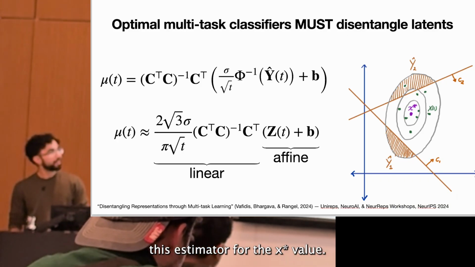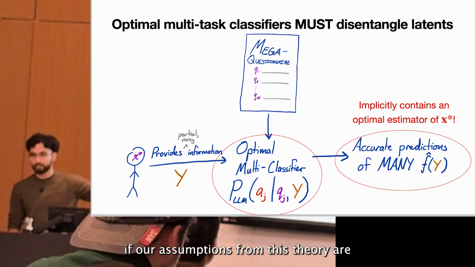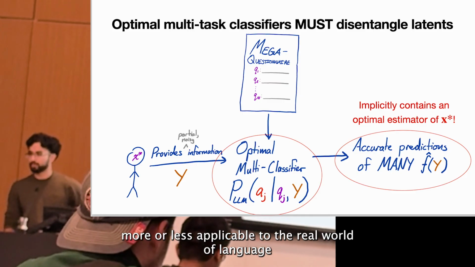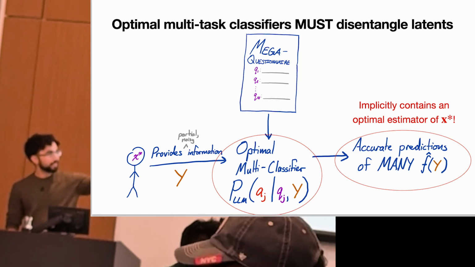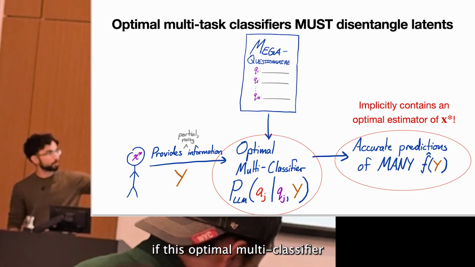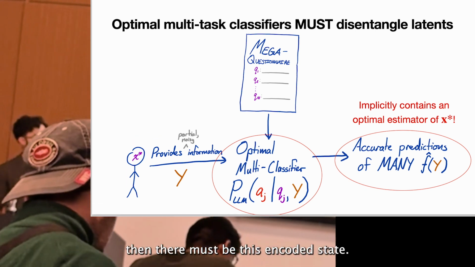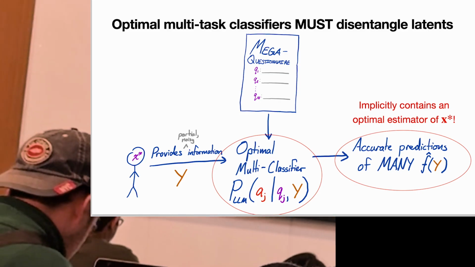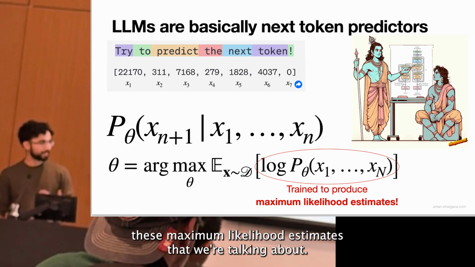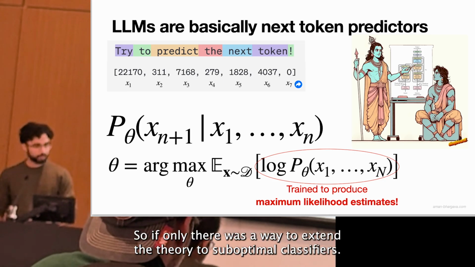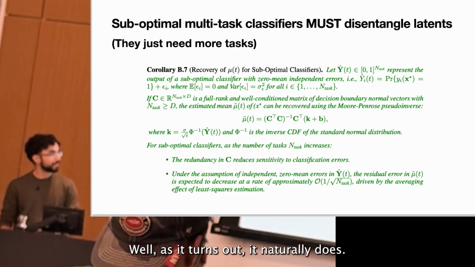So what this suggests is that if our assumptions from the theory are more or less applicable to the real world of language models or optimal predictors and human behavior, we would expect that if this optimal multi-classifier assigns correct likelihoods to potential answers to all of these questions, then there must be this encoded state. Now the nice thing is that language models are trained to produce these maximum likelihood estimates that we're talking about in the theory. They're not optimal though, so if only there was a way to extend the theory to suboptimal classifiers. Well, as it turns out, it kind of naturally does.